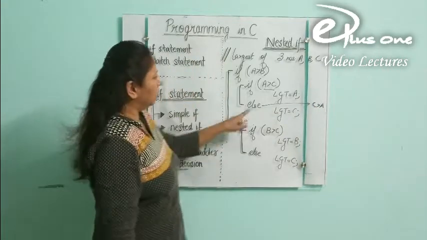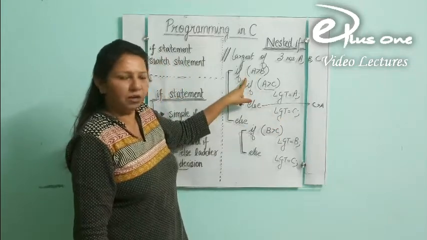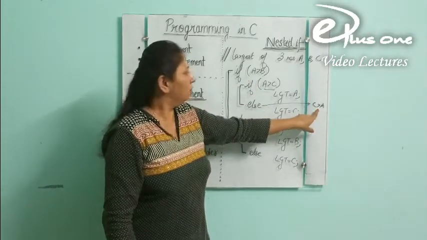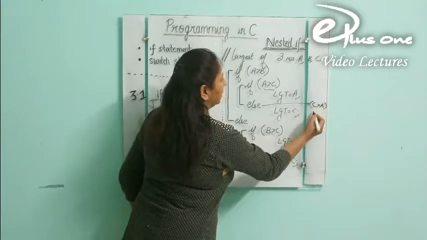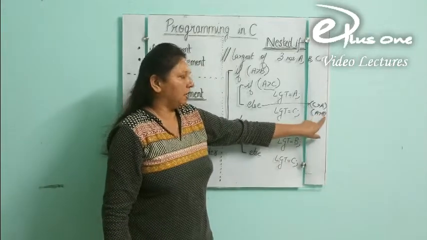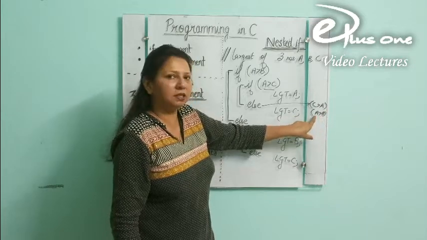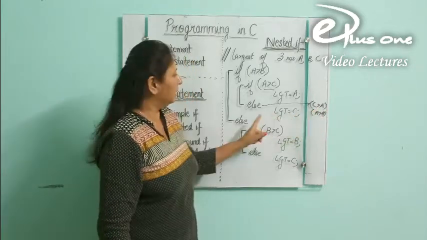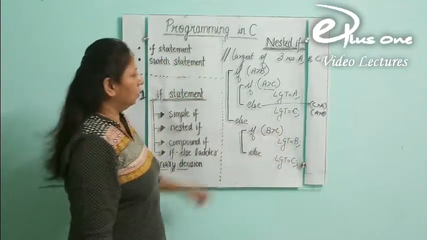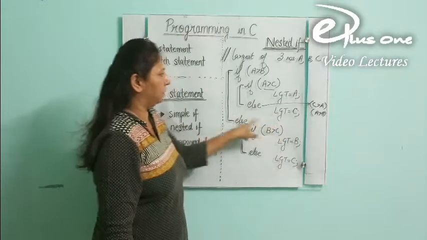Right? So now you see the conditions again. That means the first condition is still true, A greater than B, and the second condition is now C greater than A. So if you join both the conditions, that C is greater than A and A is greater than B, what result do you get? B is the smallest, A is the second largest and C is the largest. So that is why the result is LGT is equal to C. So I have got the complete result, LGT is A and LGT is C, in case of this nested if statement.